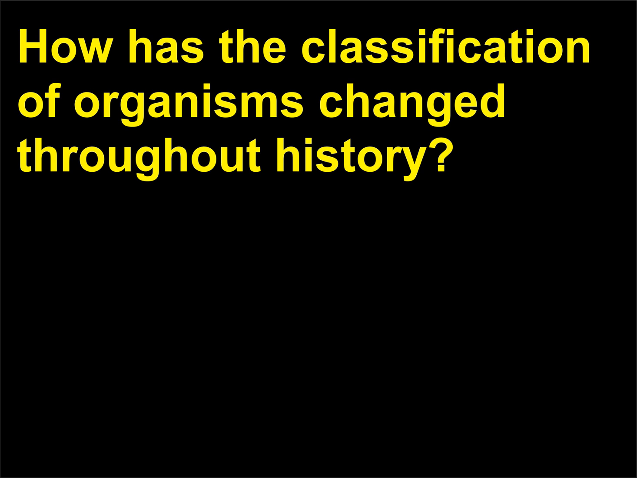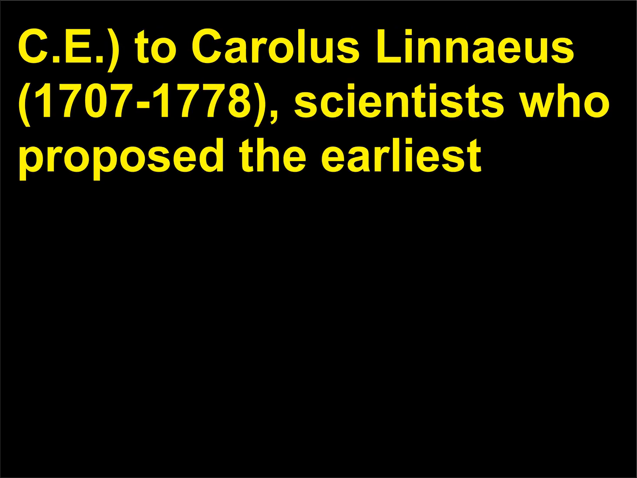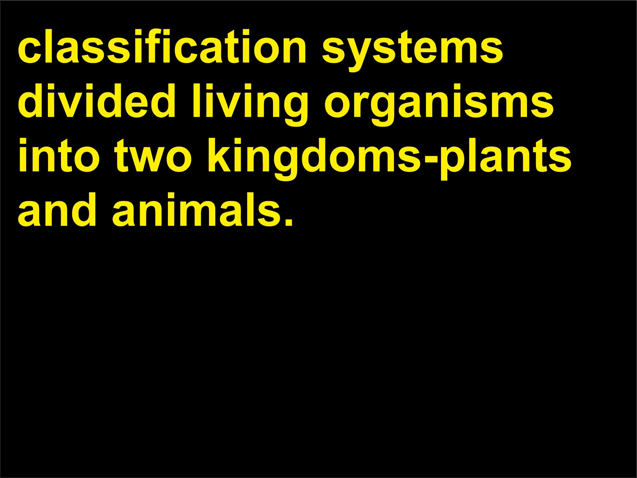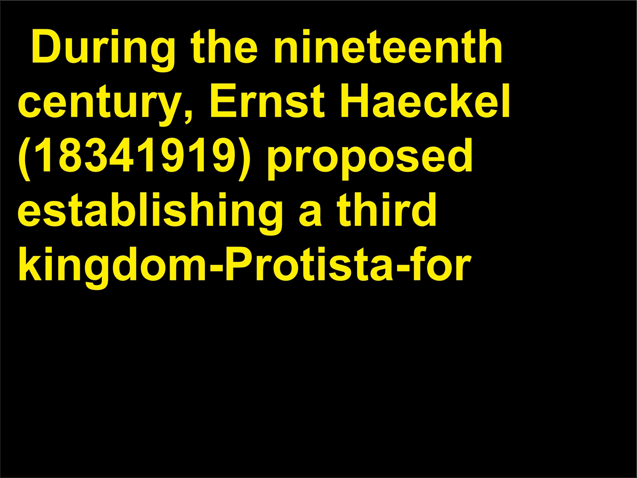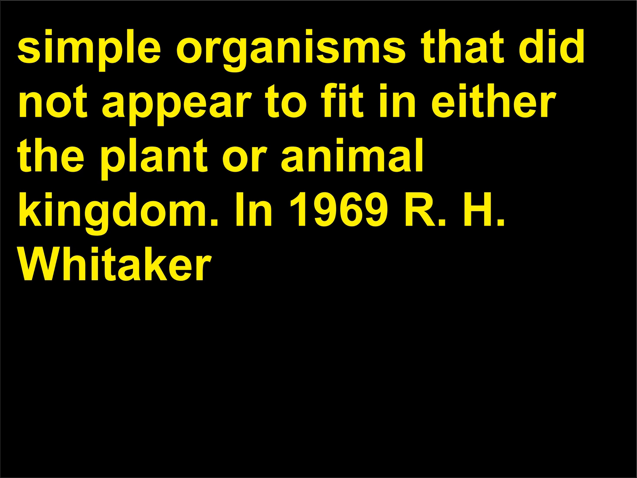How has the classification of organisms changed throughout history? From Aristotle, 384 to 322 BCE, to Carolus Linnaeus, 1707 to 1778, scientists who proposed the earliest classification systems divided living organisms into two kingdoms: plants and animals. During the 19th century, Ernst Haeckel, 1834-1919, proposed establishing a third kingdom: Protista, for simple organisms that did not appear to fit in either the plant or animal kingdom.